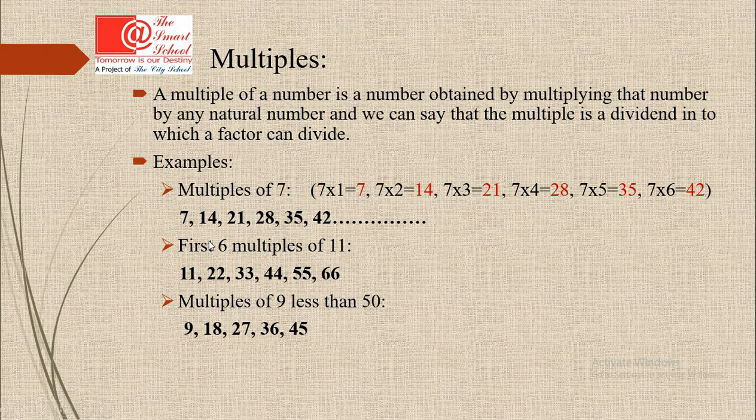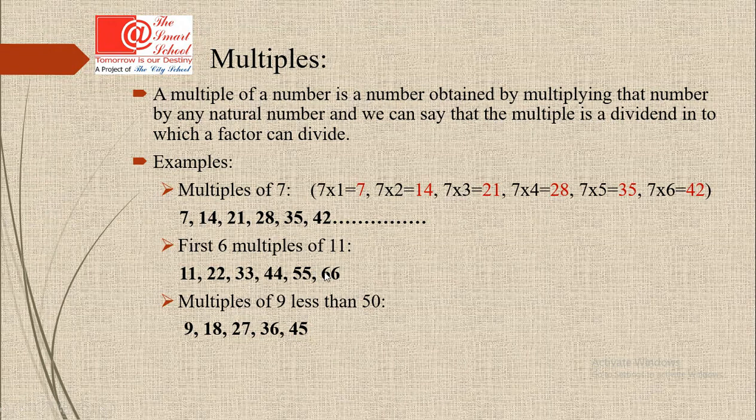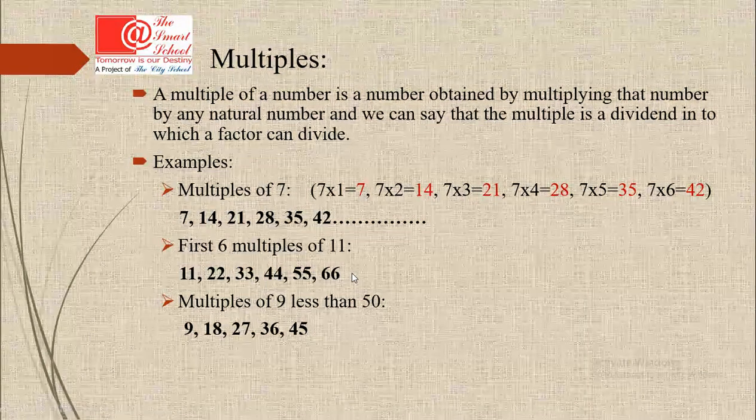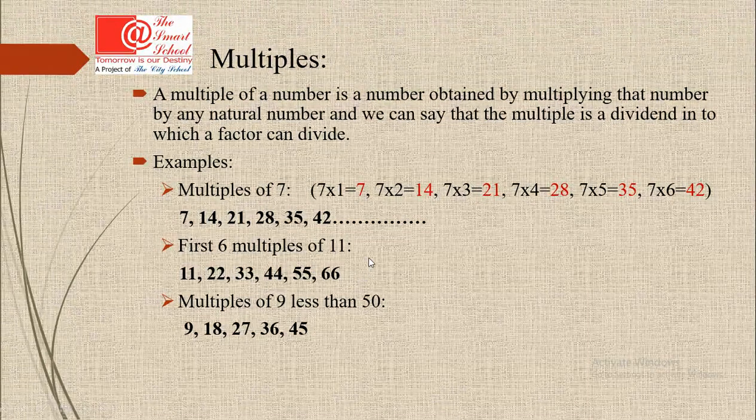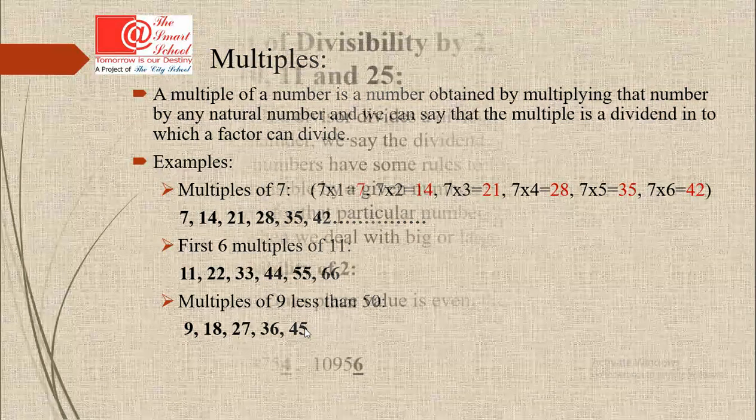Now the next example is first 6 multiples of 11. And these are 11, 22, 33, 44, 55 and 66. We cannot write 77 over here because it is not in the first 6 multiples. Then multiples of 9 less than 50. And these are 9, 18, 27, 36 and 45. And because it is less than 50, we have to stop over here.